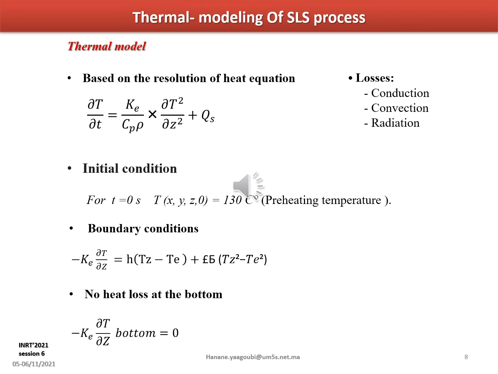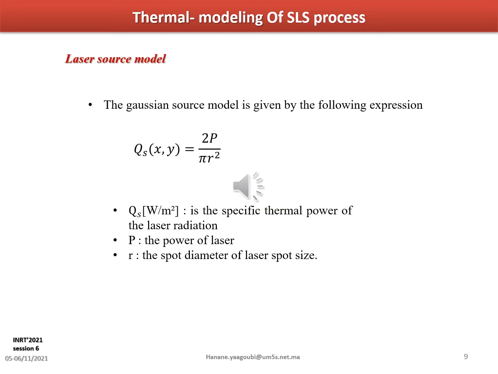Our thermal model is based on the resolution of the heat equation, taking into consideration conduction, convection, and radiation. In the initial condition, we put the preheating temperature, and in the boundary condition, we have the convection terms and the radiation terms. The Gaussian source model is given by the following expression, in which Q is the specific thermal power of the laser radiation, P is the power of the laser, and R is the spot diameter of the laser spot size.